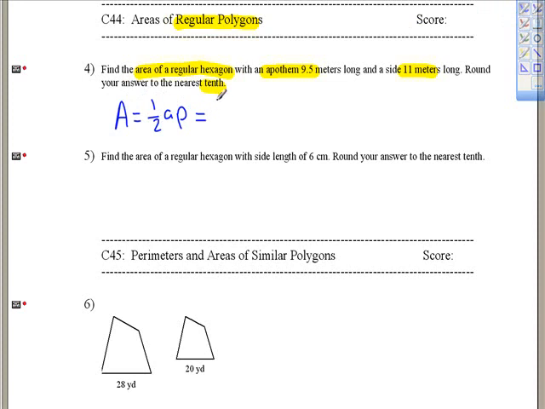In this case, it's 1/2 times 9.5 times, how many sides does a hexagon have? 6 times 11 is 66. So that comes out to what? 313.5 square meters.